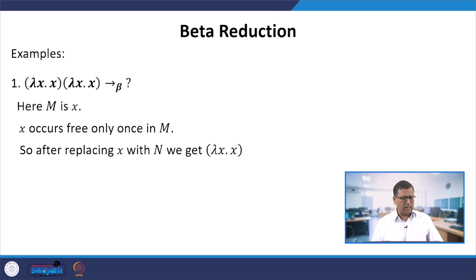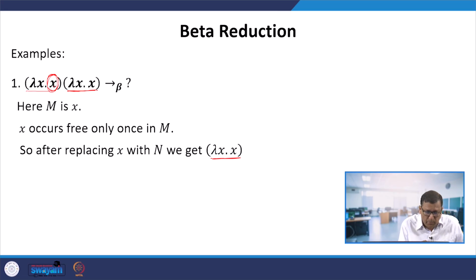So we will take several examples to illustrate this idea. First, m is here, lambda x dot x. In this body, x is free, so we can replace this with n. So we will obtain lambda x dot x. Here once again this is m, x is free. Only one occurrence is there, so this occurrence will be replaced by n. This is our n. So we are replacing this x in body m with n, and we get lambda x dot x.